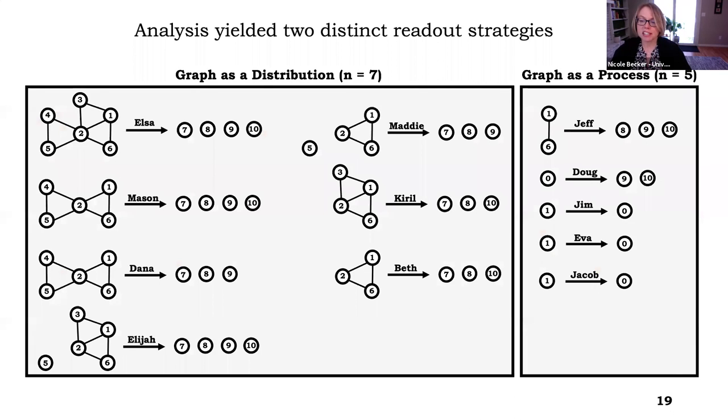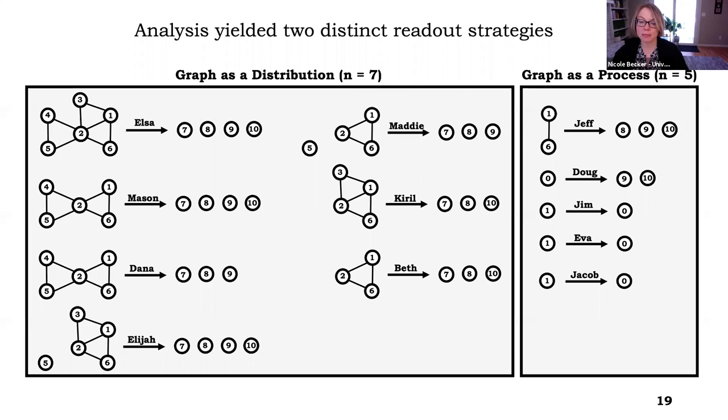So here is a representation of all of the condensed resource graphs for our 12 participants. We noted two broad themes in students' readout strategies, their way of approaching the tasks. First, viewing the graph as a distribution, and second, viewing the graph as a process. Students with reasoning guided by the graph as a distribution readout strategy recognized that values, for instance, of kinetic energy, vary for different molecules, which is knowledge element one here.